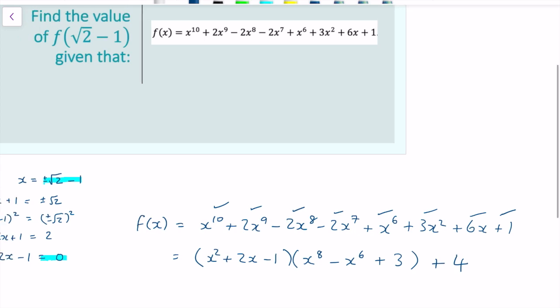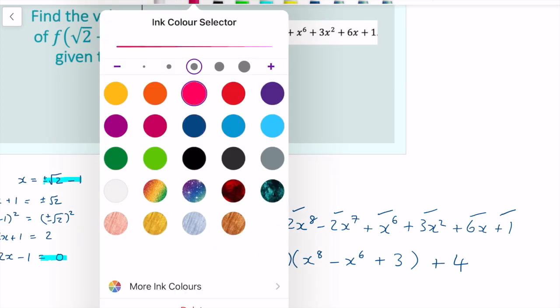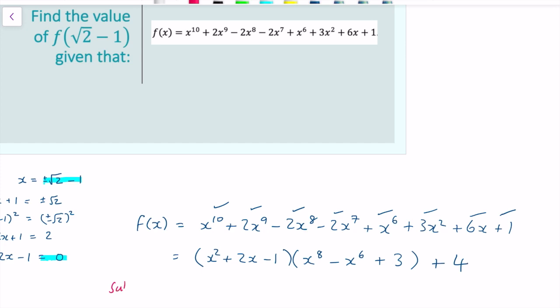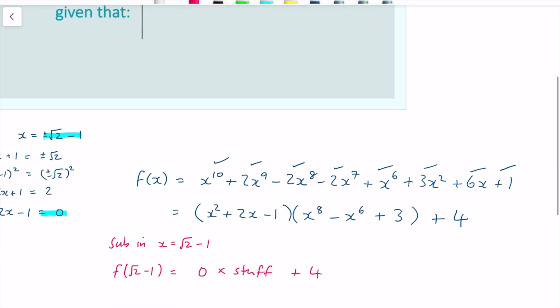And like I was saying, if I now sub in x equals root 2 minus 1 into the polynomial, I'm going to get f of root 2 minus 1 equals 0 times stuff plus 4. So the answer to the question is 4. Of course, I could have got that with my graphics calculator and cheating, but that's a really, really nice algebraic solution there that gets it without any tedious substitution.